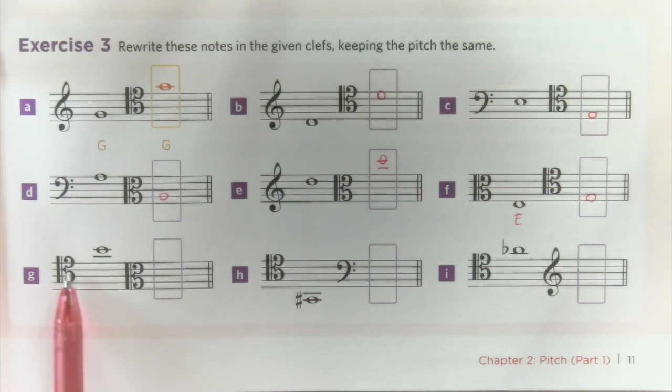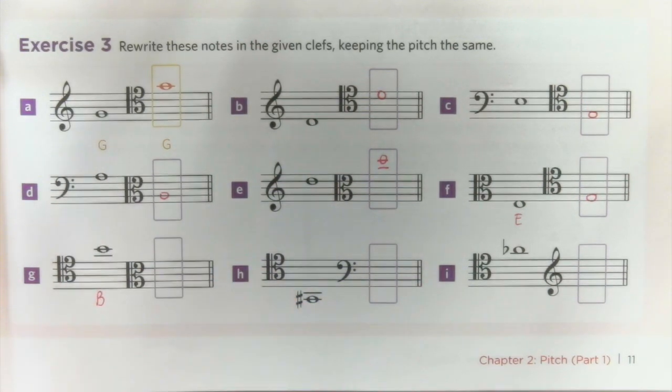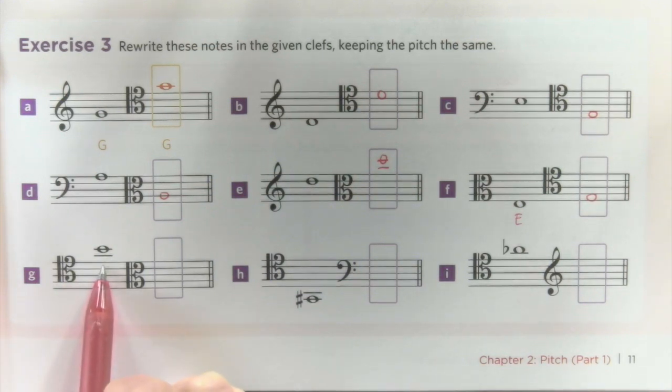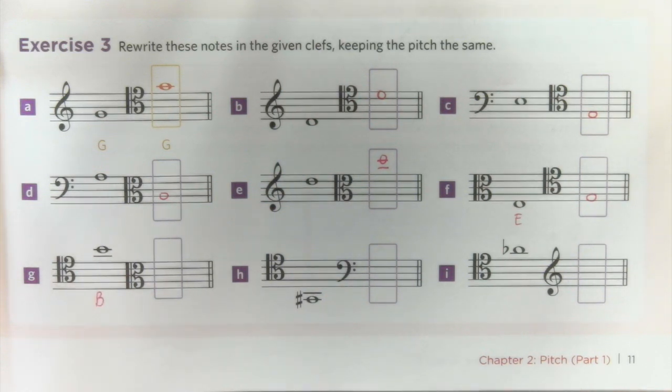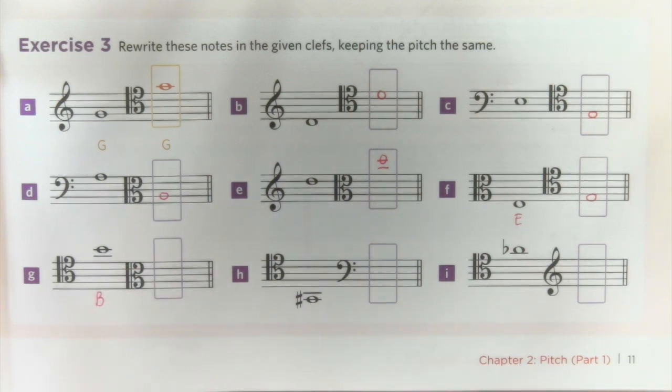Okay, let's go to G now. We count from middle C. Do, Re, Mi, Fa, Sol, La, Si. That is a B. Let's count again. Do, Re, Mi, Fa, Sol, La, Si. B. And it's definitely above middle C.